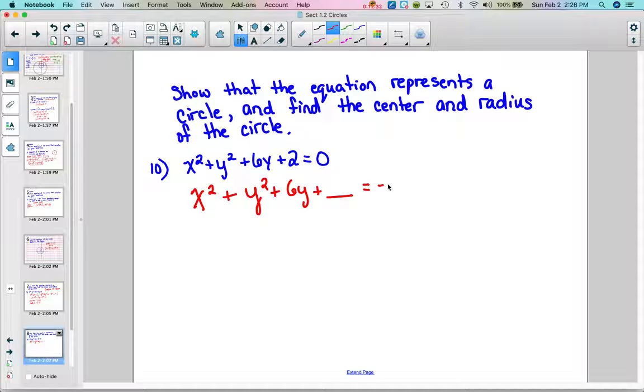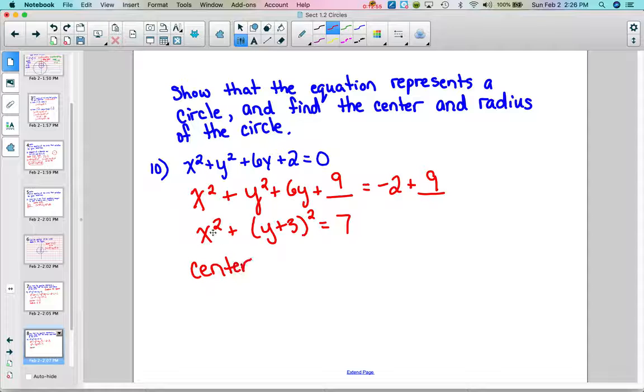Move the constant to the other side, so we have negative 2 plus blank. We're not doing anything with the x squared. Half of 6 is 3, square it, you get 9. So now we have x squared plus y plus 3 quantity squared equals 7. So that means the center of the circle, remember h is 0, so we have 0, negative 3, and the radius, remember 7 is r squared, so the radius is the square root of 7.